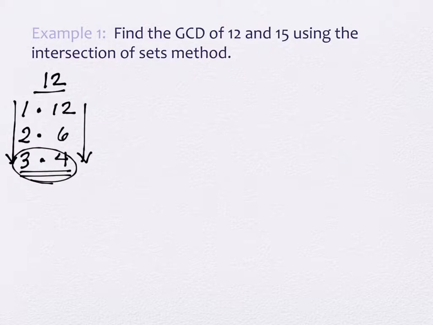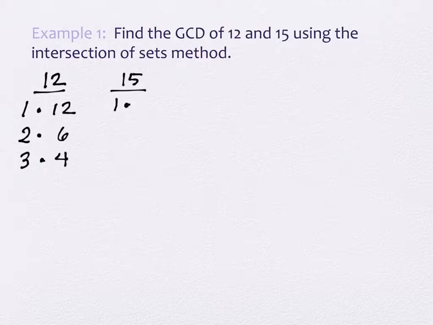So what we're going to do next, let me clear off all those markings because they're not really useful. And we're going to do the 15 the same way. So I'm going to start with 1 times 15. What else? 3 times 5. And again, when I get to 3 times 5, the only number between those would be 4, and that's not going to work at all, right?